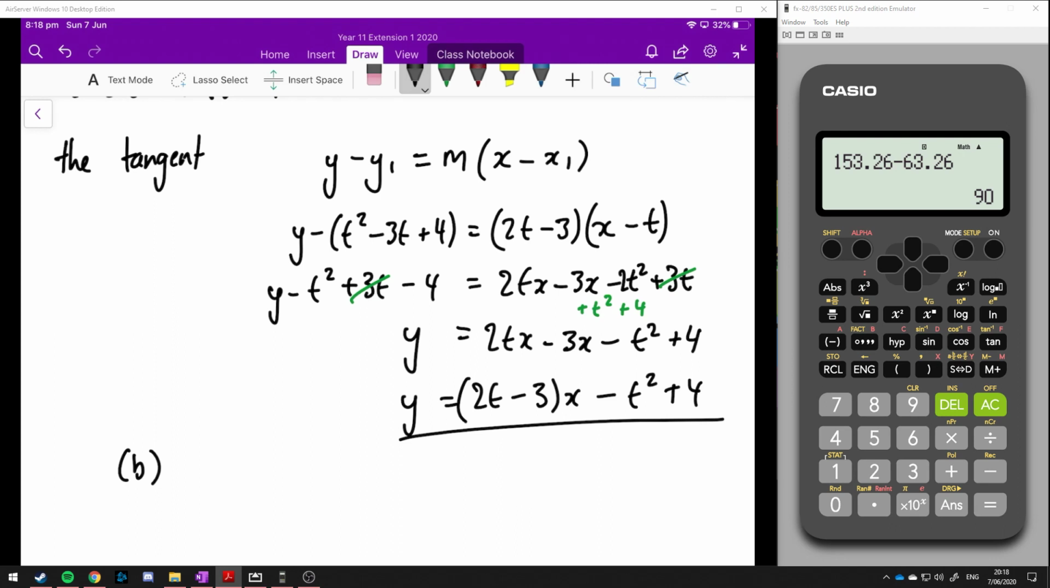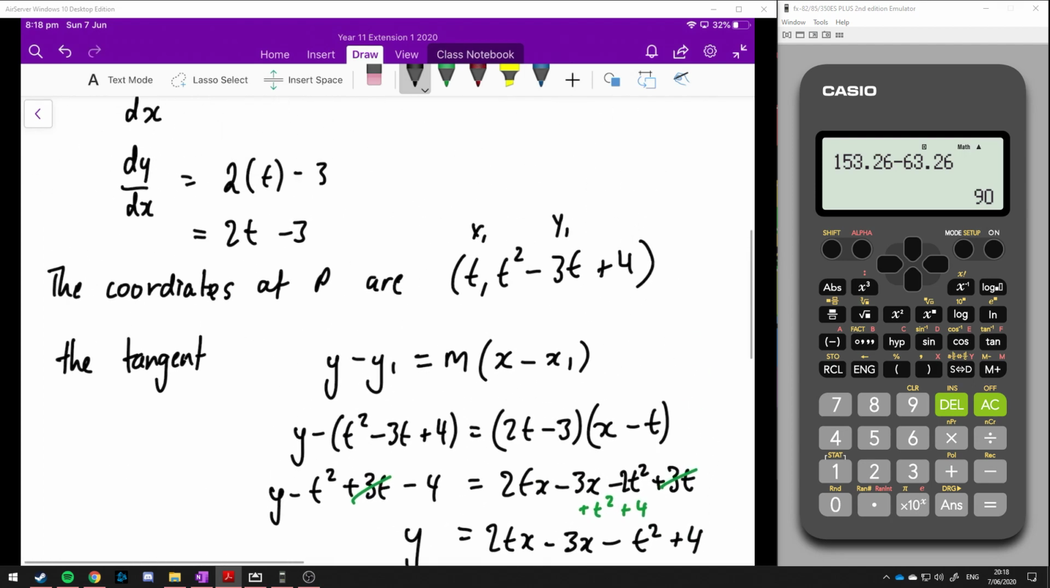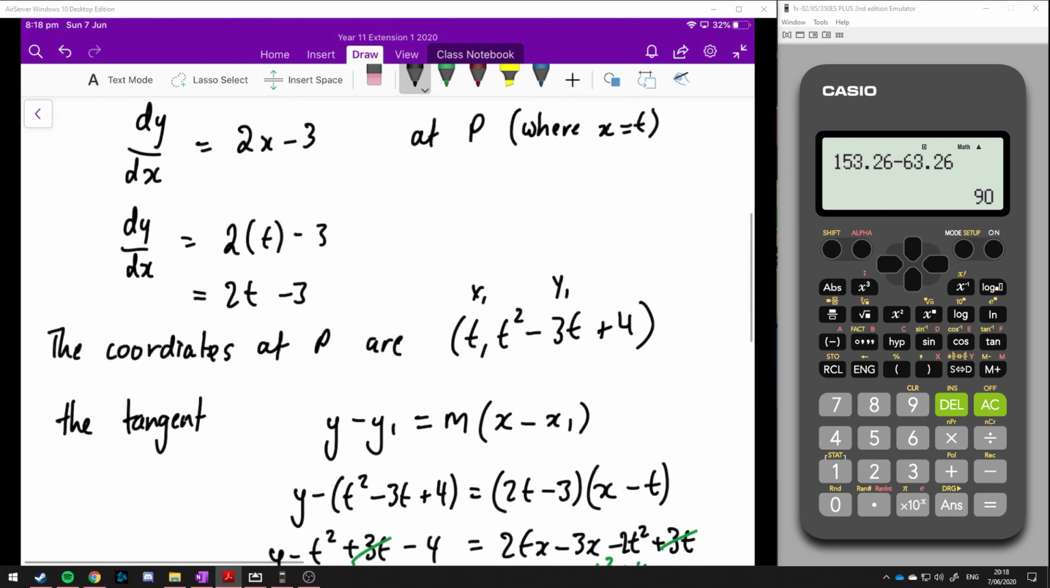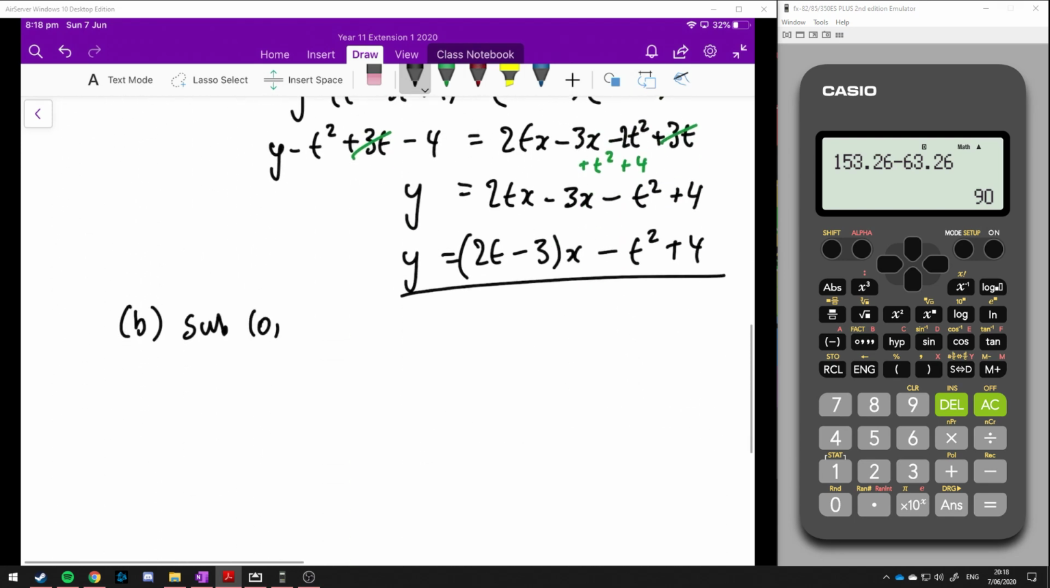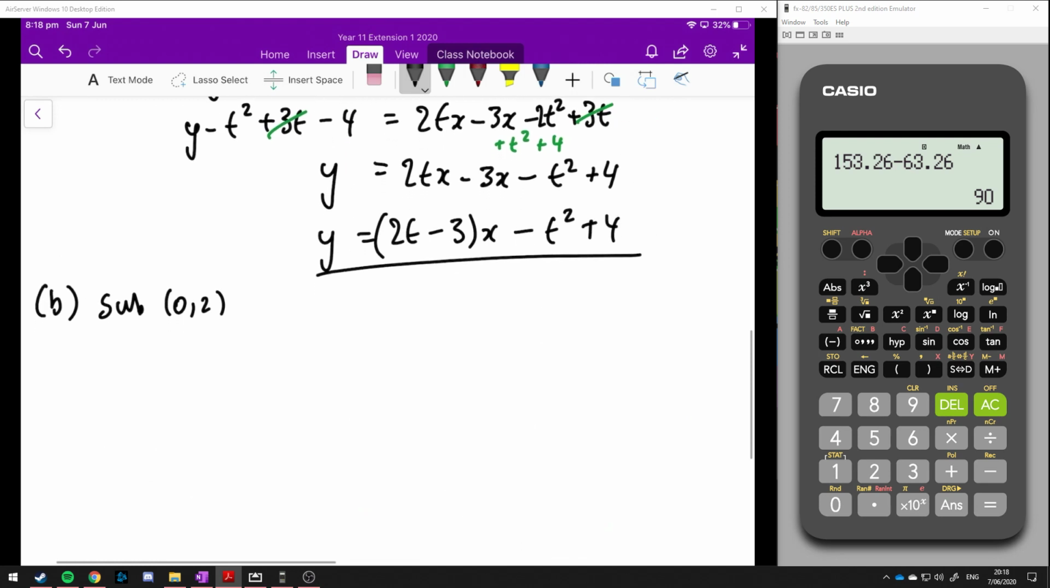So we're going to work out by substituting our point. The point that we want to find is at 0, 2. So we're going to sub in 0, 2. Where I see a y, I'm going to replace it with 2, and that's going to be equal to our x value, so 2t minus 3, lots of 0, so it's going to cancel out, leaving me with minus t squared plus 4.